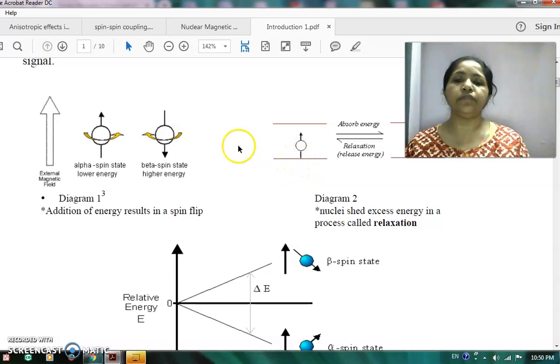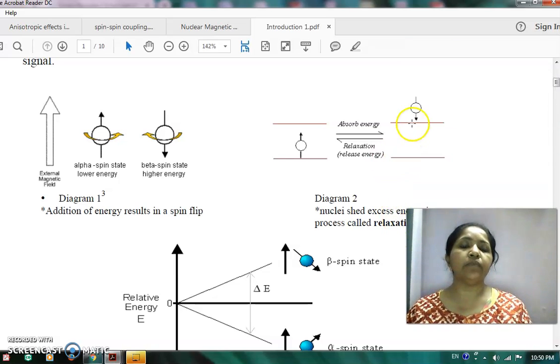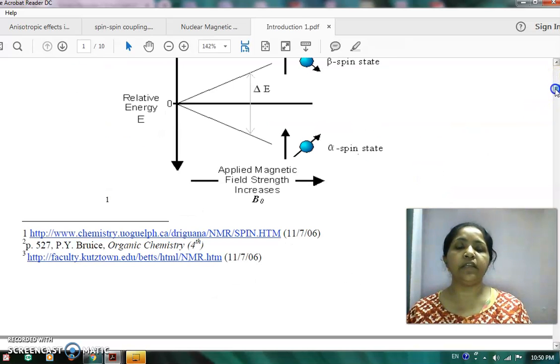Normally the alpha, which has the same direction as the external magnetic field, has lesser energy, but when it absorbs the radiation, it jumps to the higher level and flips the nuclear spin. There is a flip from upspin to downspin. This particular energy gap will vary depending on the applied magnetic field.